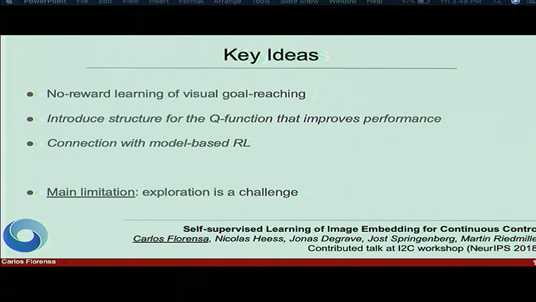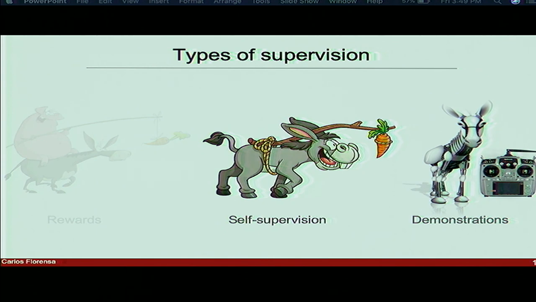Self-supervised methods are really powerful because they don't require any system to give rewards. But for example, if instead of just reaching a certain point with the arm, we wanted to manipulate some objects, it would be extremely challenging for the robot to just realize that it can move those objects in a certain way. And for this, I'm going to introduce another type of supervision: demonstrations.